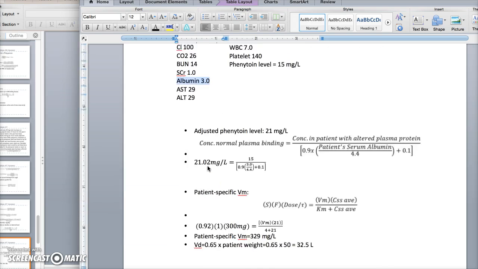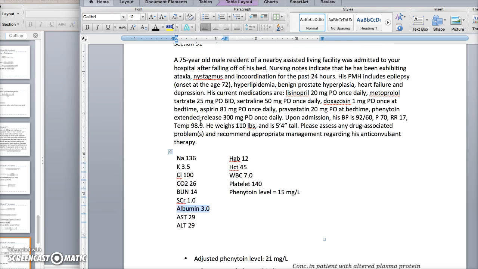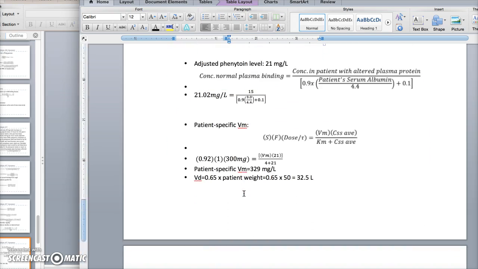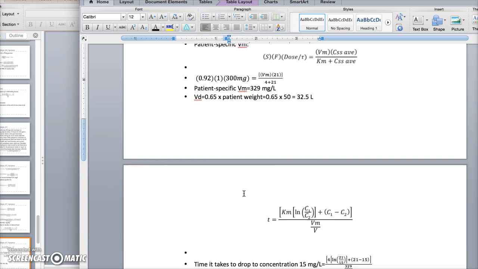If you need more practice, you can work with this particular lab case that I gave to section 91 yesterday, and hopefully this can clarify things for some of you in terms of calculating the time of decline.